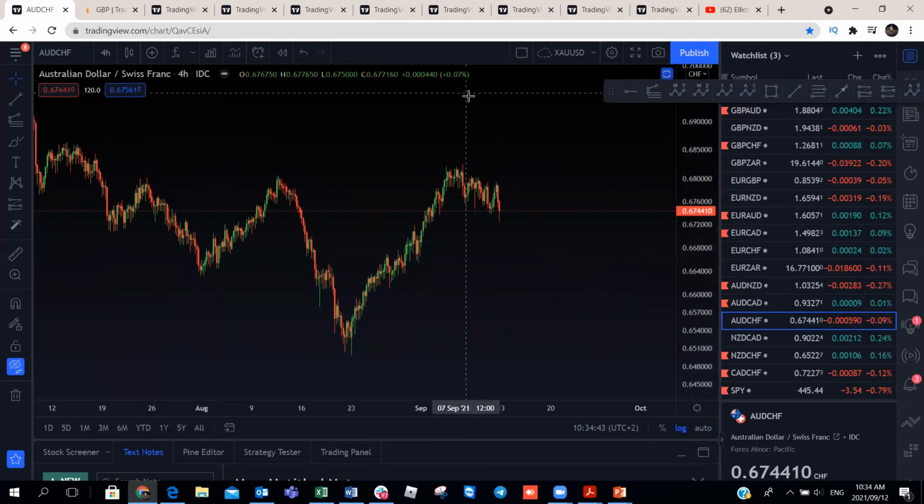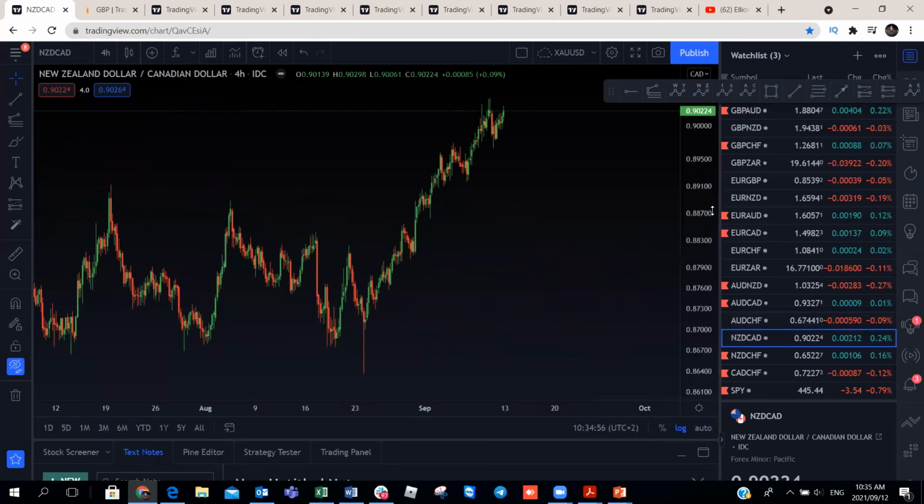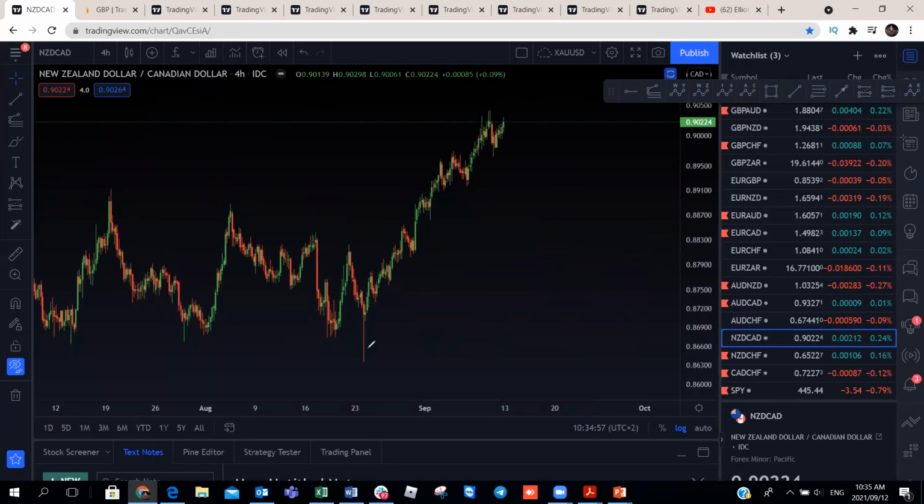AUDCHF starting to move to the downside. Now, the pairs that have got the CHF as the quoted currency, we'll be expecting them to start giving us moves to the downside. So let's see here. We can get this one continuing to the downside as well. New Zealand CAD. Now, this one has got the CAD as the quoted currency. Again, we're expecting the same thing. We've got a move up here. We expect this one to continue to the upside.